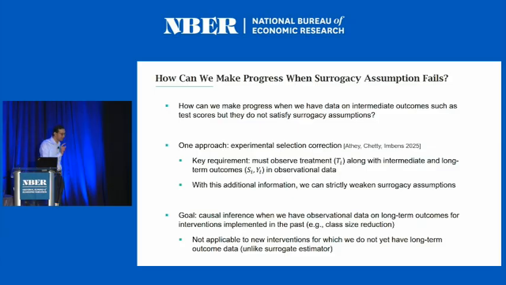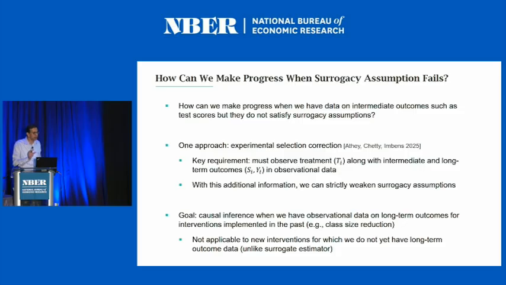So the key requirement we're going to impose to make progress here is an informational requirement. We're going to require that you have added information relative to what we had in the surrogate context. In particular, we're going to require that you observe the treatment T alongside the intermediate and the long-term outcomes in the observational data. So remember, in the surrogate case, you just needed to see S and Y in the observational data to estimate the link between S and Y. Here, I'm going to further require that you see treatment in the observational data as well. And what I'm going to show you is when you have that additional information, you can strictly weaken the surrogacy assumptions. You can have a strictly more general estimator in some sense.